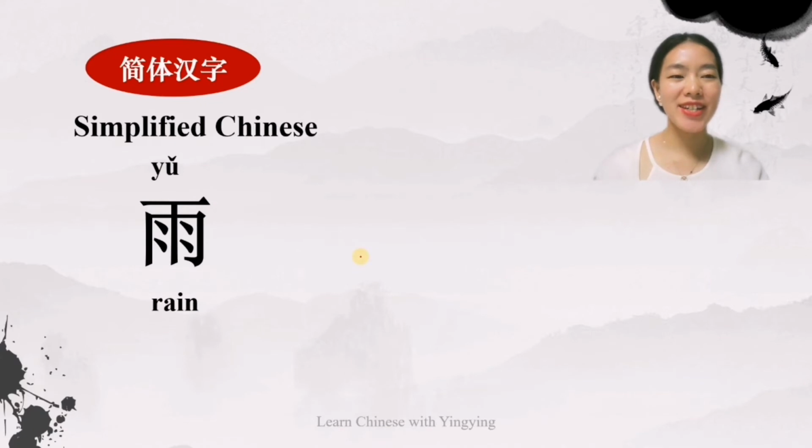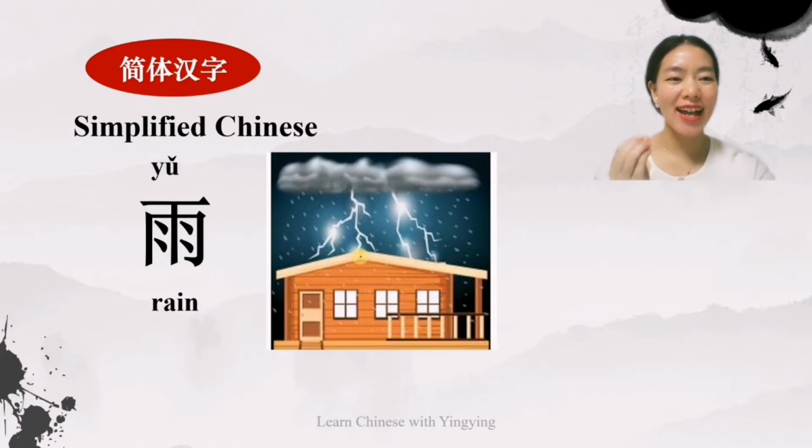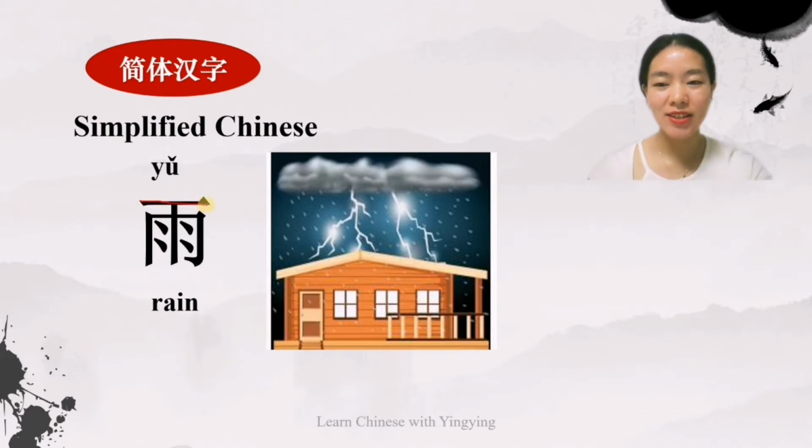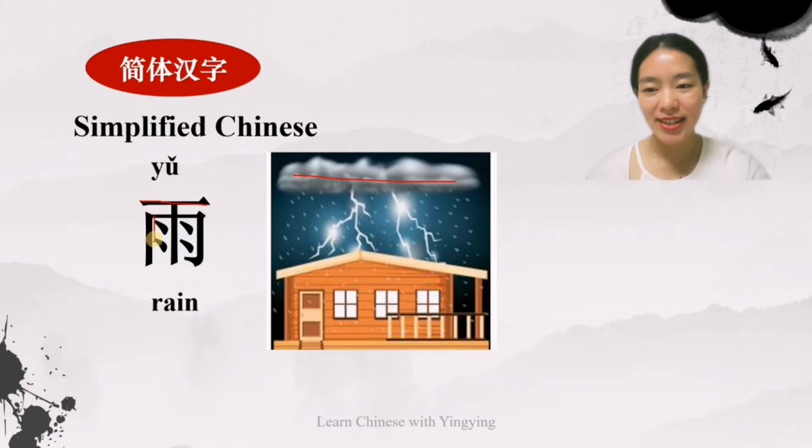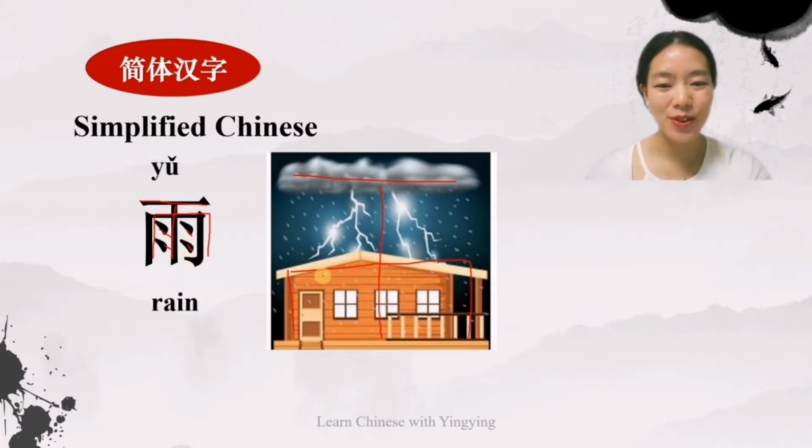The first word we are going to learn is 雨。雨, it means rain. Let's see how to remember this word. Do you see this picture here? Let's see how the word comes from this picture. Do you see that this top line is the symbol of the cloud? And do you see this structure here? This is the symbol of a house. And here, the line in the middle is a symbol of the lightning. And the dots inside of it, of course, are the symbol of the rain.